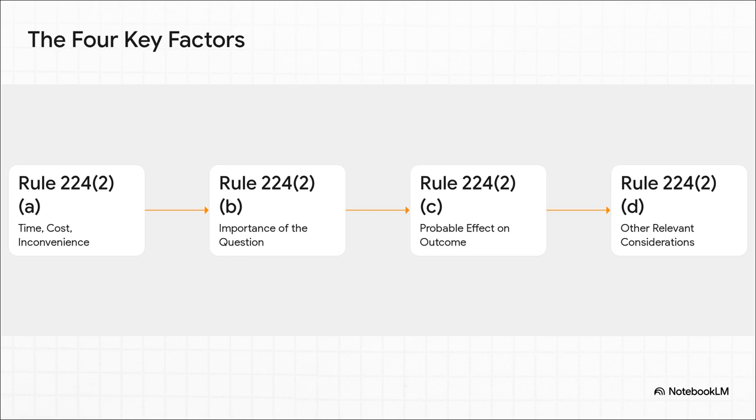These are the 4 mandatory factors the court has to consider. You're going to argue the time, cost, and inconvenience under 224(2)(a). You'll argue the importance of the documents to the questions in the case under 224(2)(b). You'll talk about their probable effect on the outcome under 224(2)(c). And then there's the crucial catch-all, other relevant considerations under 224(2)(d).